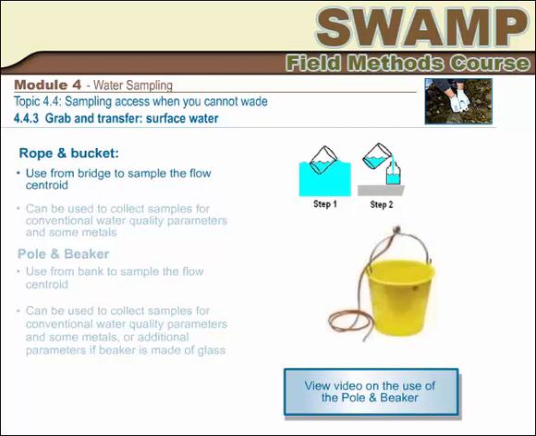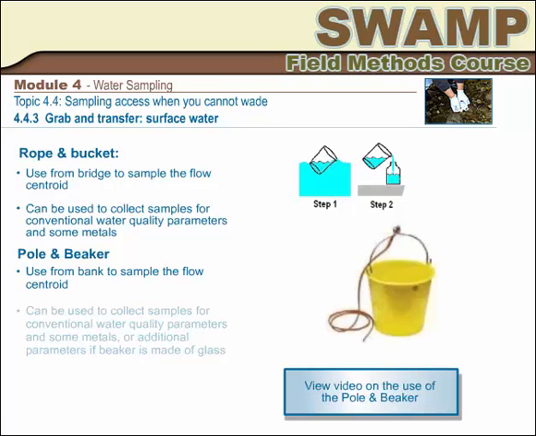The bucket can be deployed from a bridge to collect a representative surface water sample from the centroid of the flow. Similarly, a beaker mounted on a pole can be used from the bank to reach the centroid, and a telescopic pole can extend the reach even further. In both cases, the devices can only be used to collect samples that are to be stored in plastic containers, because it is not recommended to transfer samples from plastic to glass.